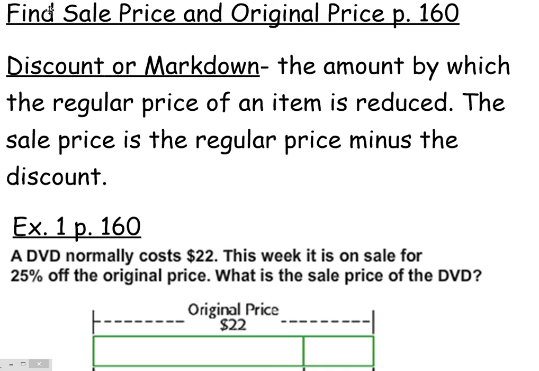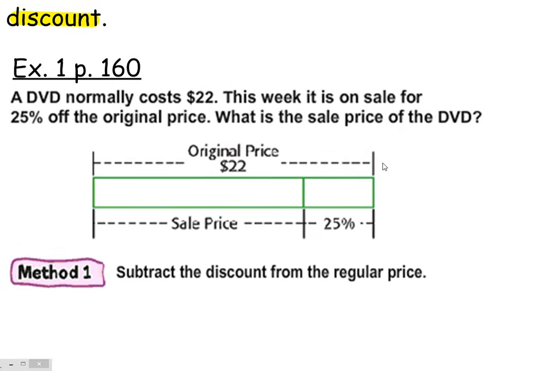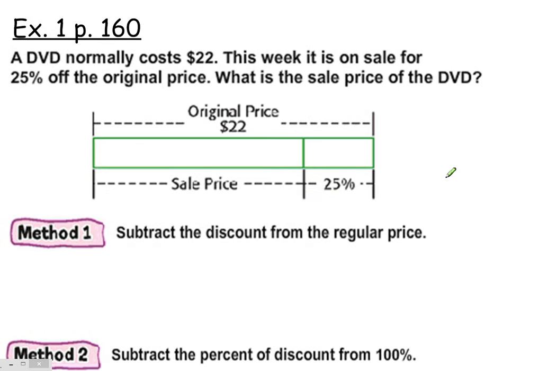Okay, so let's begin by finding the sale price and the original price on page 160. The definition of discount or markdown is, it's the amount by which the regular price of an item is reduced. The sale price is the regular price minus the discount. So if we take the regular price of the item, subtract the discount, then you will find out the new sale price. So let's try example 1 on page 160.